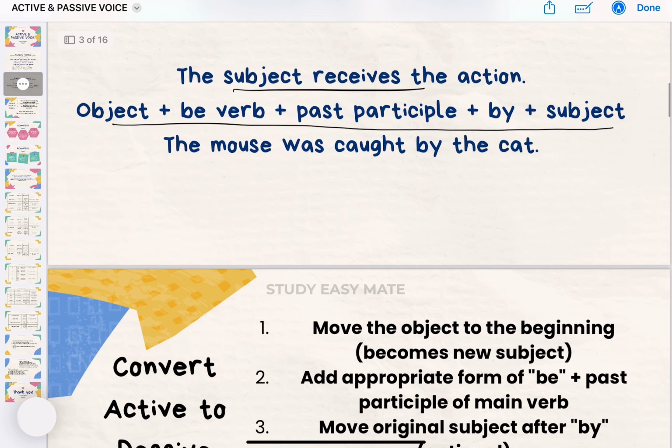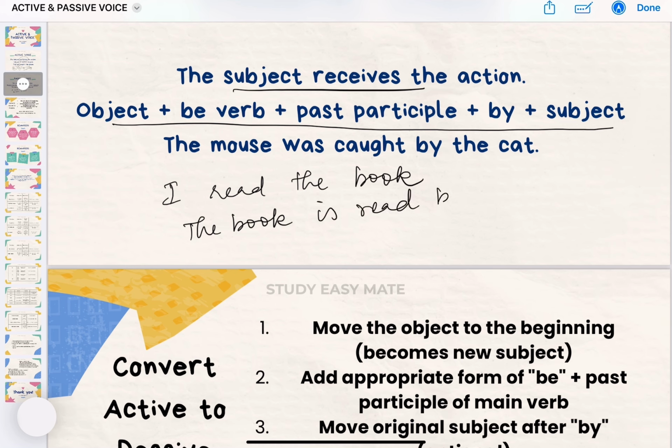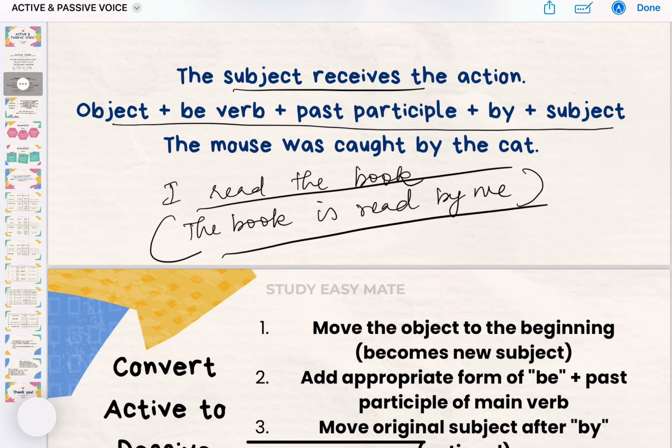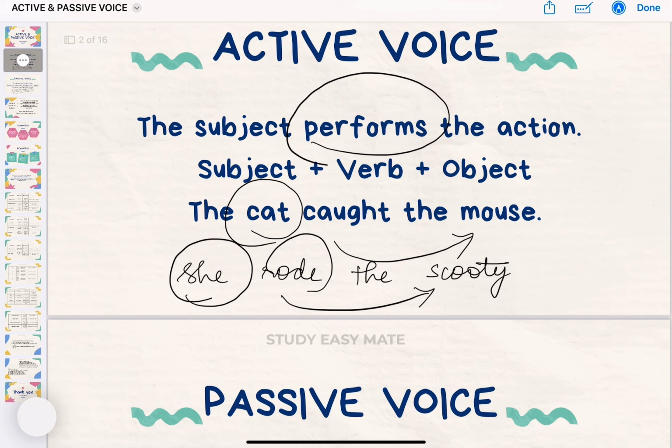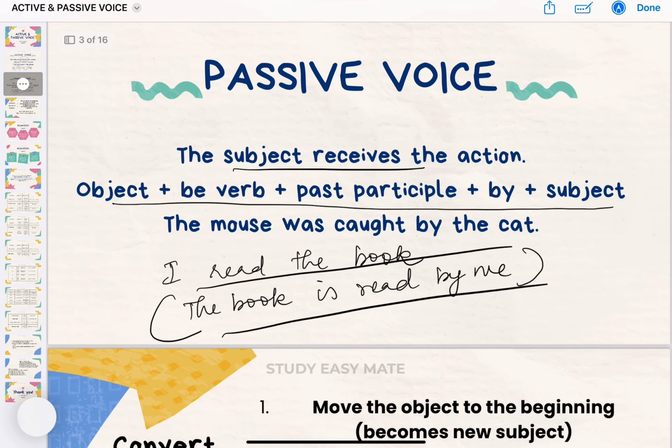Let me give you another example. I read the book. This can be written as the book is read by me. So now this is in passive voice. Active and passive voice is not something very difficult to understand. Just remember this. In sentences in active voice, the subject will perform the action. But if you have a sentence in passive voice, the subject will receive the action. These are the two main things you should remember.